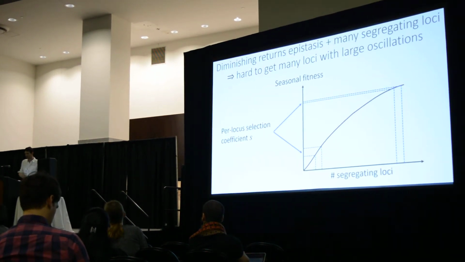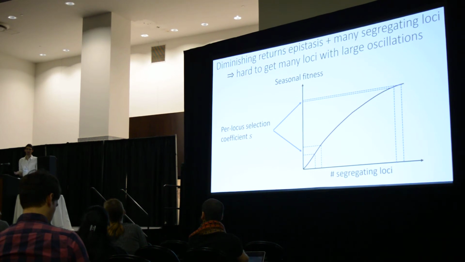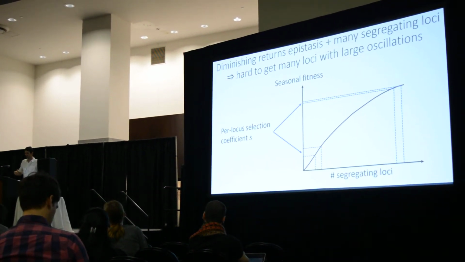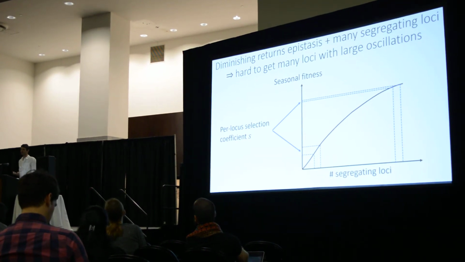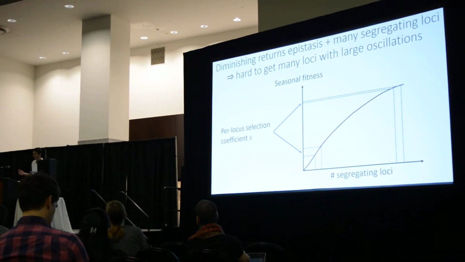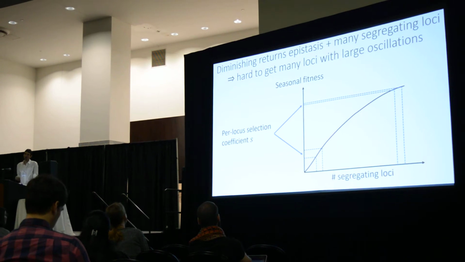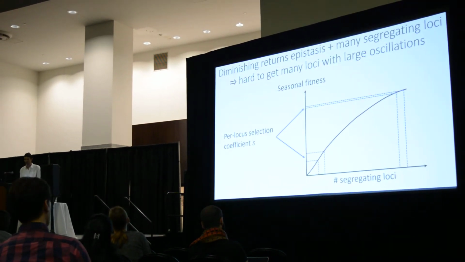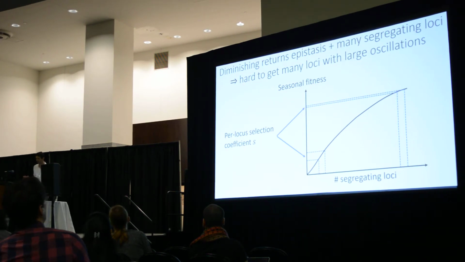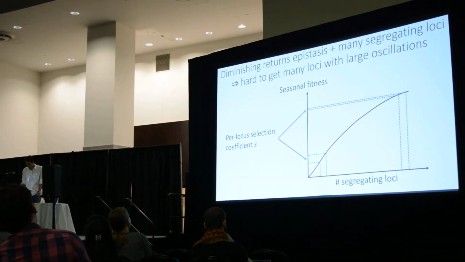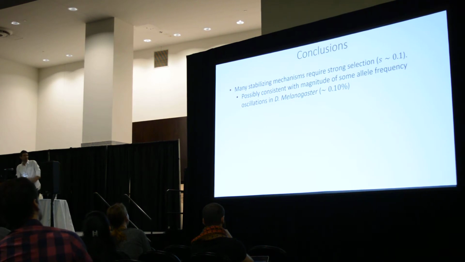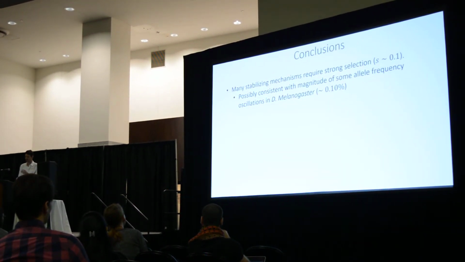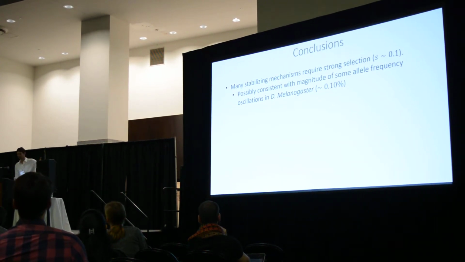So it's kind of like diminishing returns epistasis allows too much riffraff in, and you'll struggle in models to get a lot of large effect oscillating polymorphisms in this way. Whereas all the other mechanisms like protection from selection, they don't allow the riffraff, they only allow large effect stuff, but we need strong selection for that. So, to summarize the situation, you need strong selection, as I've said.